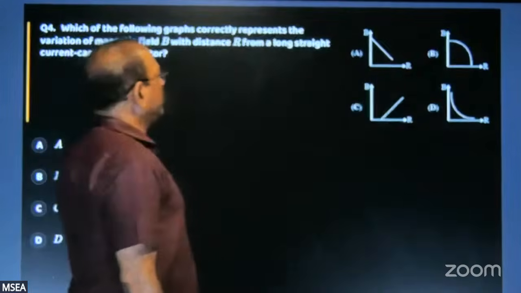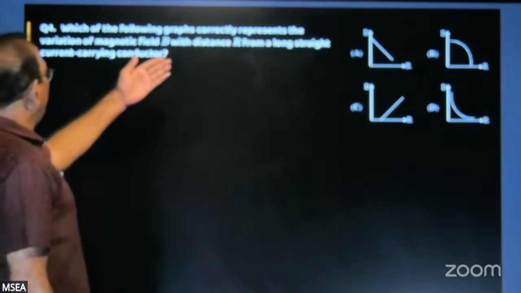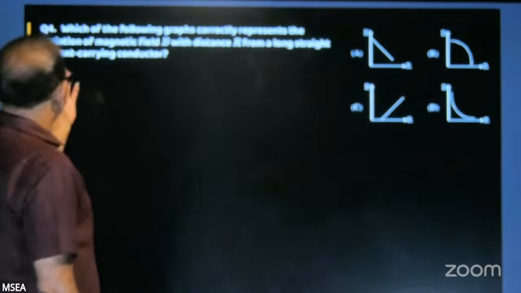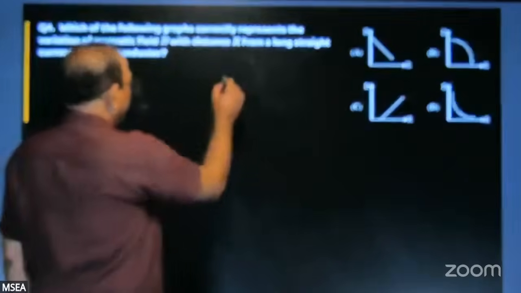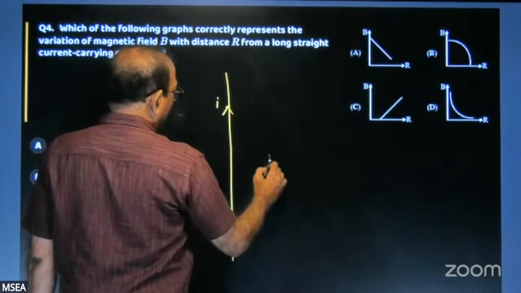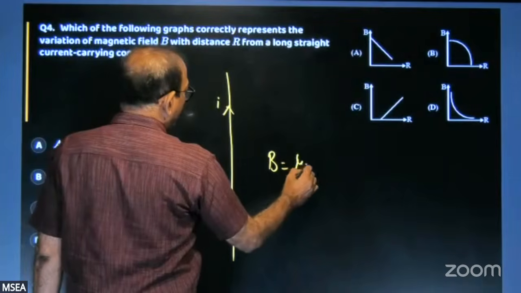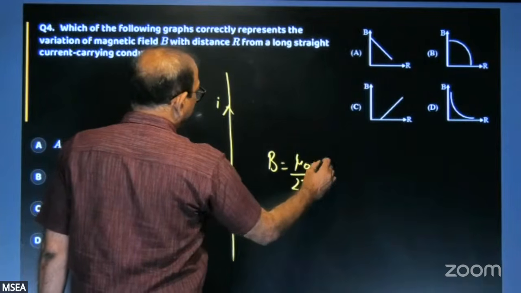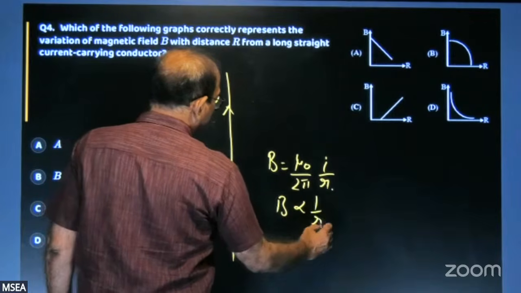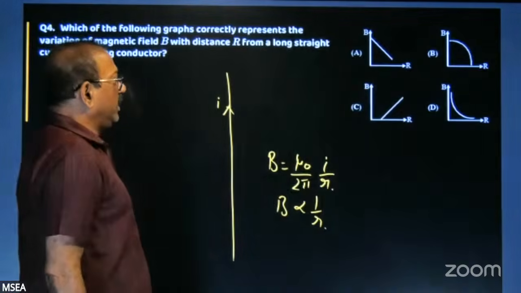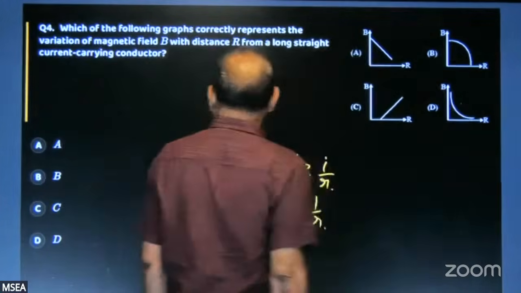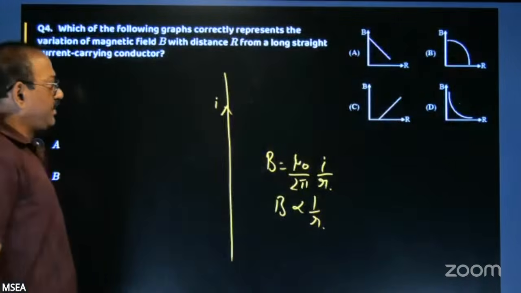Moving on to the next. Which of the following graphs correctly represents the variation of magnetic field with distance from a long, straight, thin wire? The magnetic field B is mu naught by 2 pi into I by R, so B is inversely proportional to R due to a straight thin wire. This means a rectangular hyperbola, the fourth option, D.